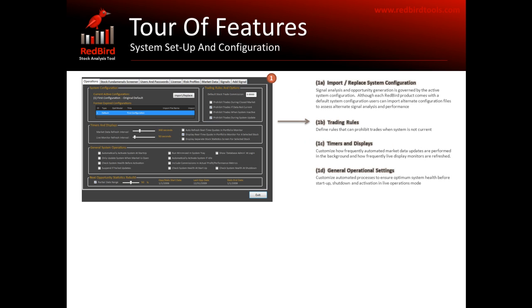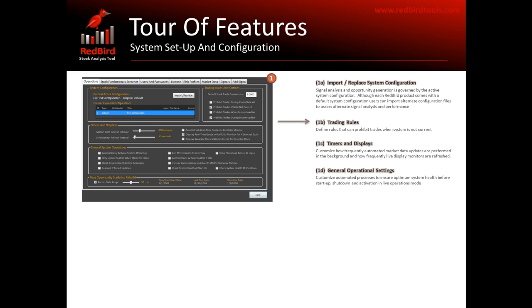Number 1, users can import and replace system configuration. Although the RedBird product comes with the default configuration, users can find and import an alternate system configuration file that will allow them to evaluate different behavior. On this screen, users can also define trading rules. These are specific conditions as to when trades will be allowed or prohibited. They can also define timers and displays.